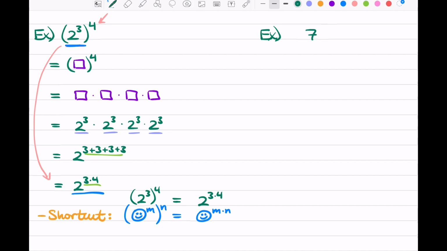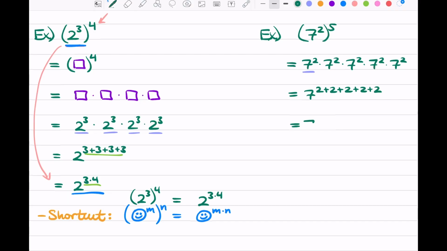Let's say we have 7 squared, and we take that to the 5th power. We can think of this as 7 squared multiplied 5 times. And since we're doing multiplication with the same base, we can add the exponents. So we're adding 2 5 times. And we can rewrite this as 7 to the 2 times 5 power. If we used our shortcut, we could have gone from the first step to the last step. And since 2 times 5 is 10, our final answer would be 7 to the 10th power.